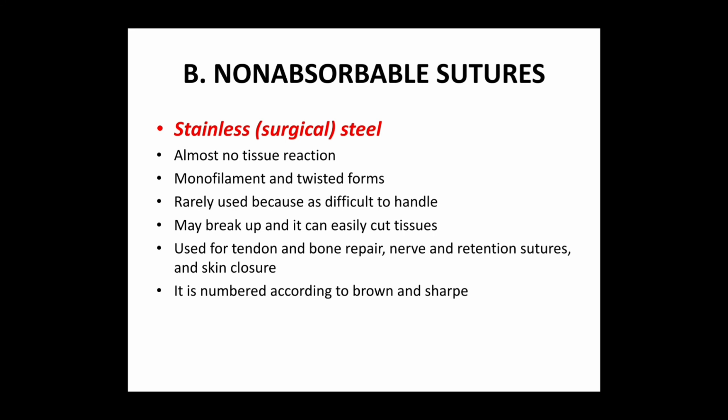Then another naturally occurring non-absorbable is stainless steel. It has almost no tissue reaction. It's a monofilament and is available in twisted forms. Rarely used as it is difficult to handle. One place where it is commonly used is thoracotomy, for the approximation of the manubrium sterni, and it may break up and it can easily cut the tissue. It is used for tendon and bone repair, nerve and retention sutures and skin closure. It is numbered according to Brown and Sharpe.